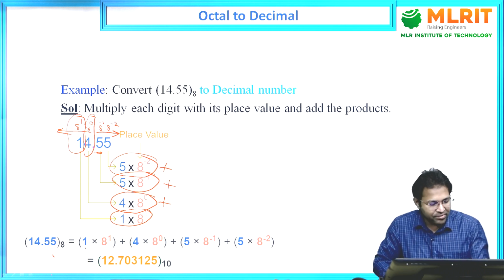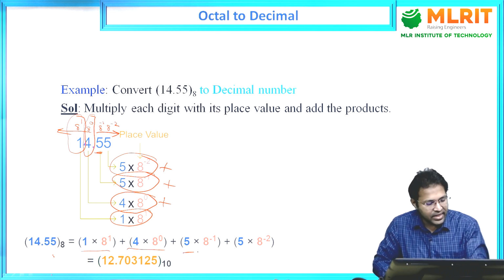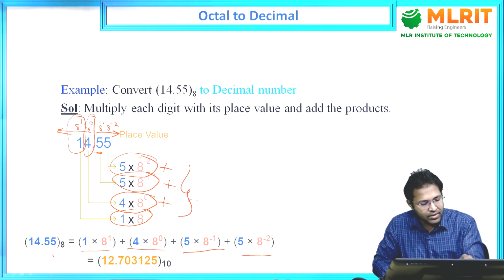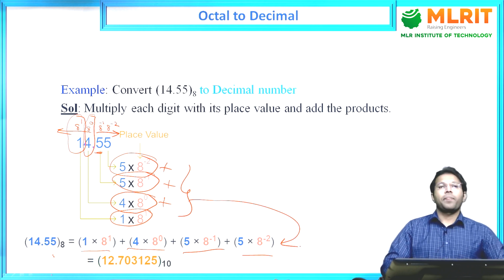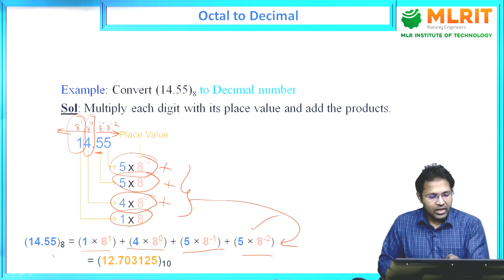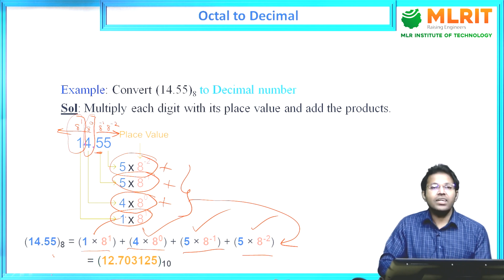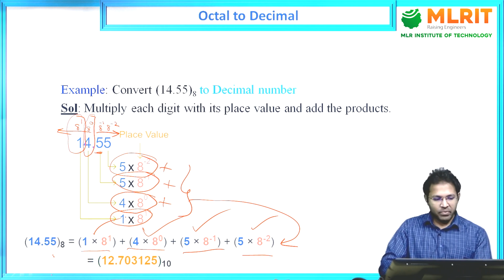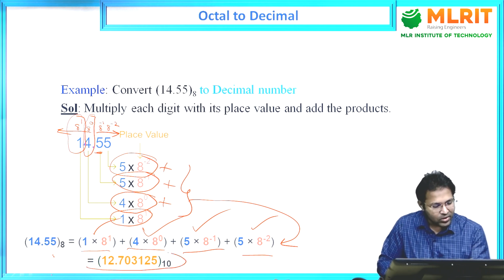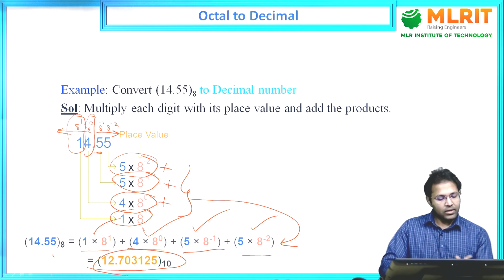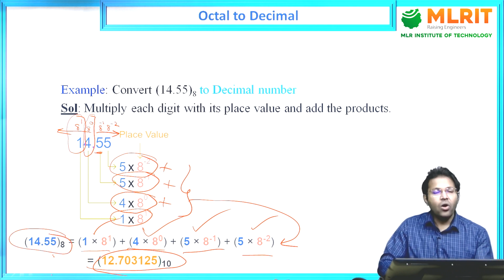For your benefit we are writing that once again here. 5 into 8 power minus 2, plus 8 into 8 power minus 1, plus 4 into 8 power 0, plus 1 into 8. And if you use your calculator and simplify, this is what we are going to get. So just by using this simple process, we were able to successfully convert an octal number to a decimal number.